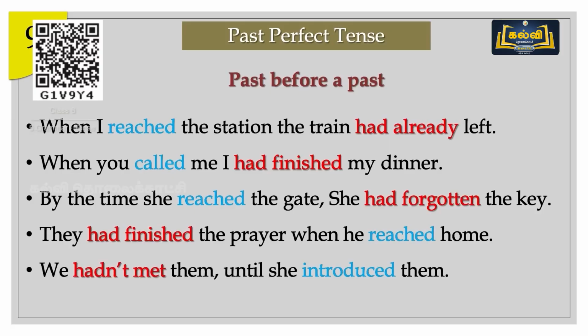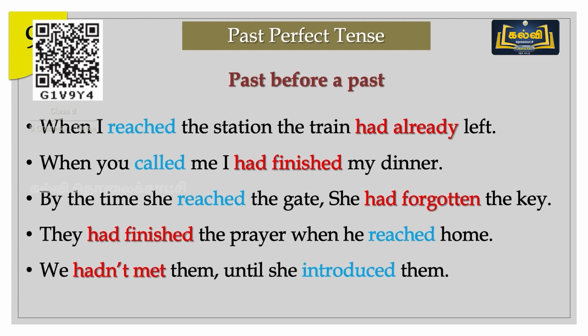And how can we use past perfect tense? So that's the question, big question. How can you use it? You just look at the title. Past is before a past. For example, something happened. Before that, something had already been completed. Look at this example. When I reached the station, the train had already left.